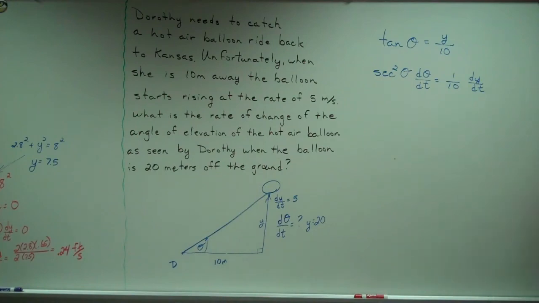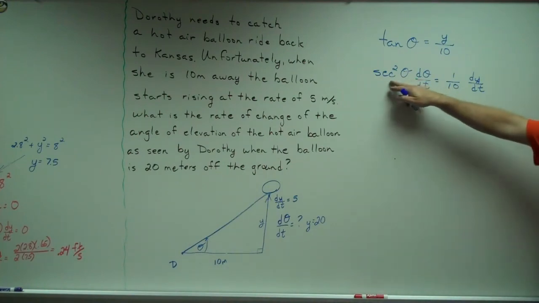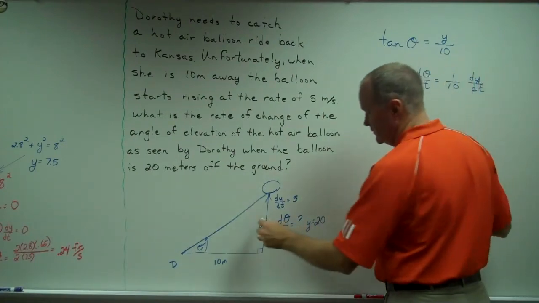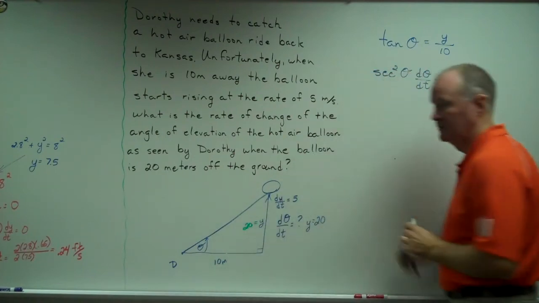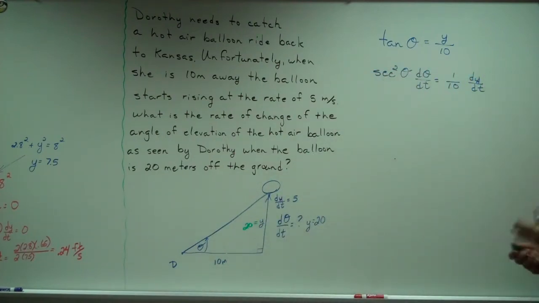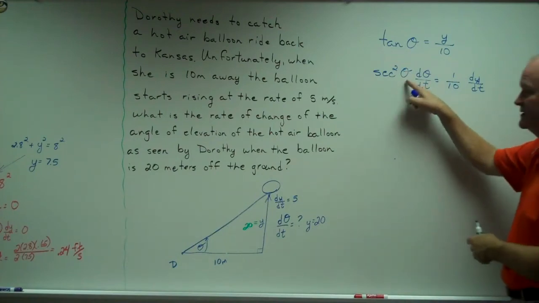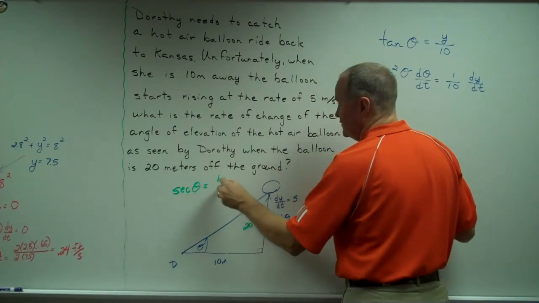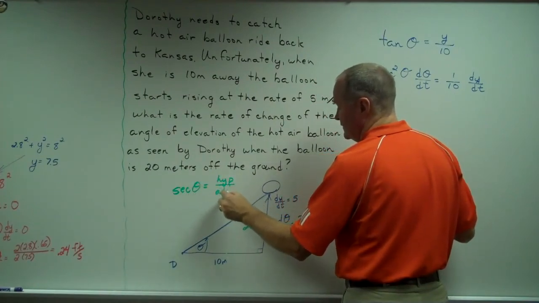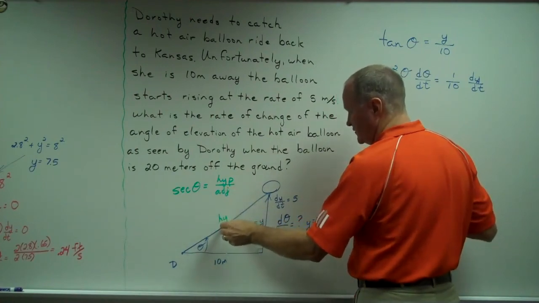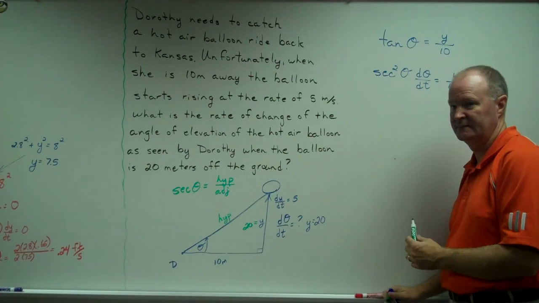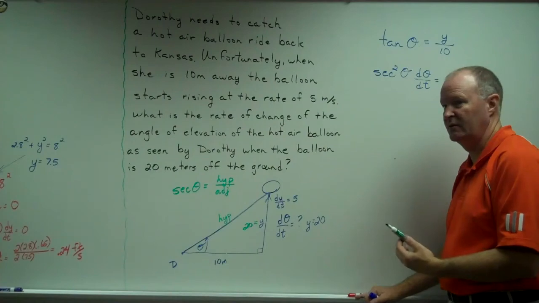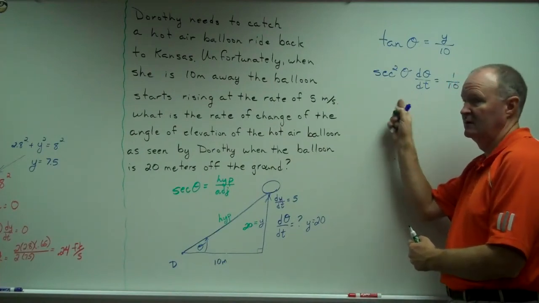Now we got to go back and plug stuff in. The secant squared of theta. Go back to your original triangle, and when y is 20, to find the secant is the hypotenuse over the adjacent. So we got to find the hypotenuse when y is 20. Here's the neat part. You really don't need to take the square root of it, because what are you going to do with the secant? Square it. You're going to square it.